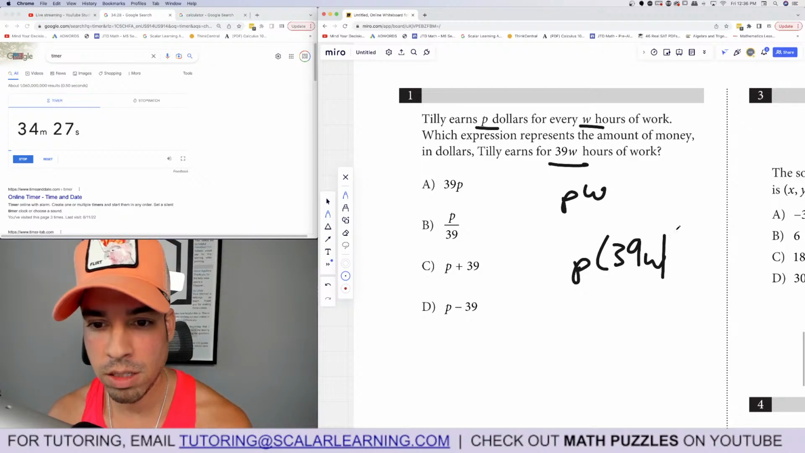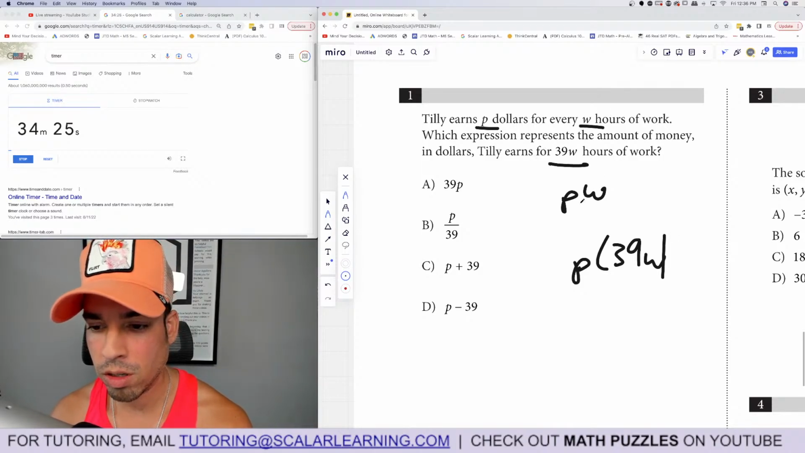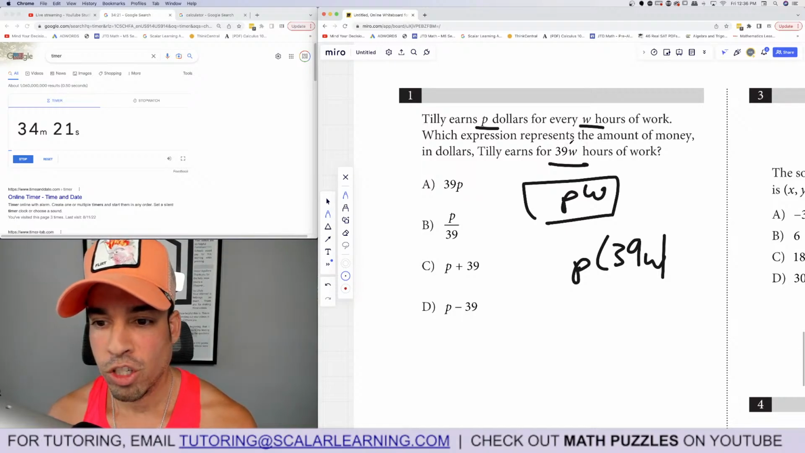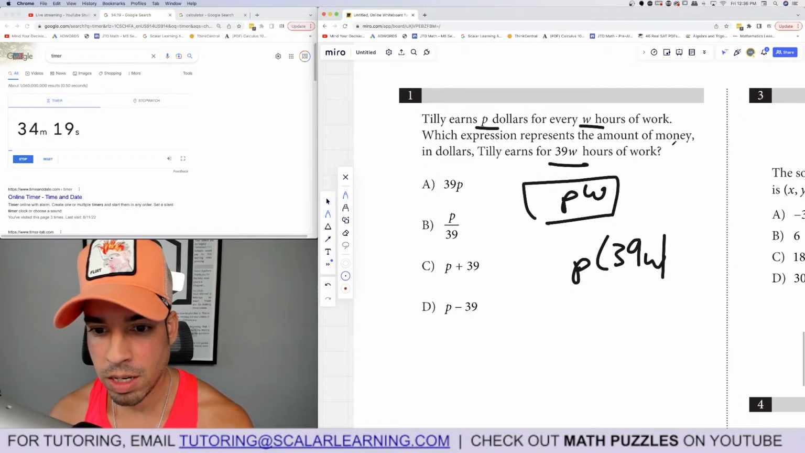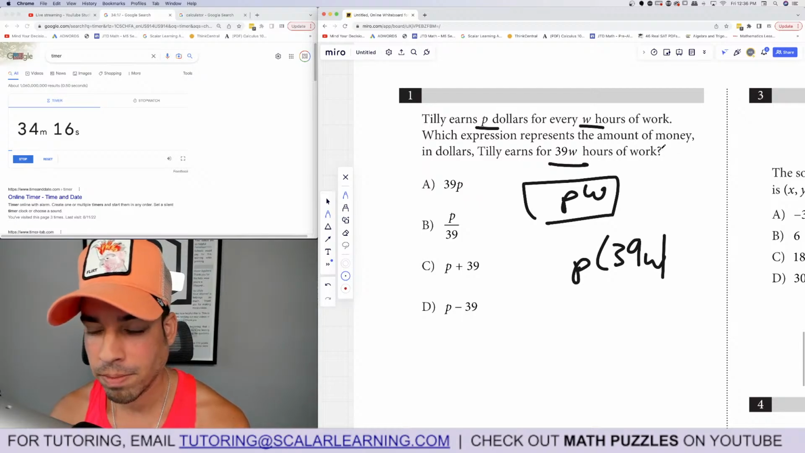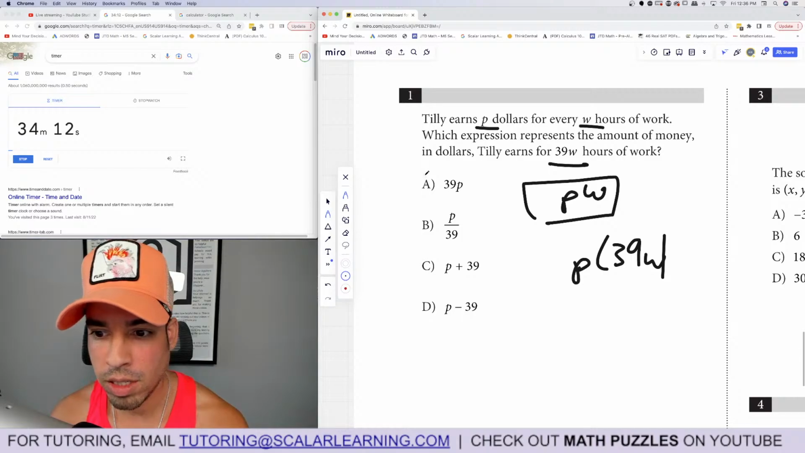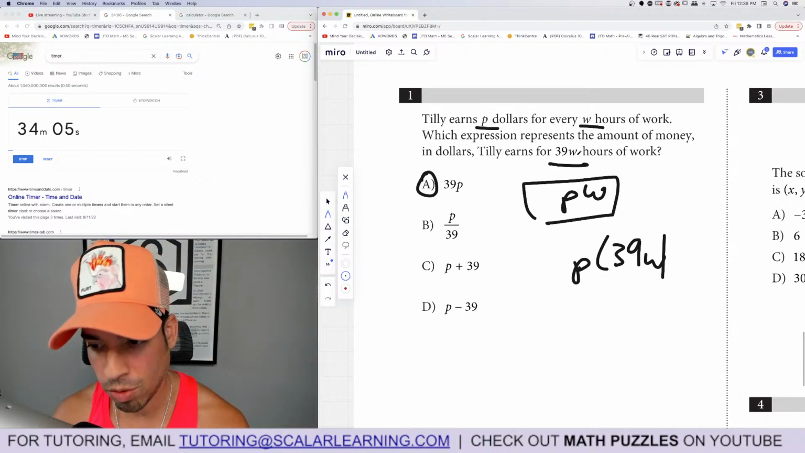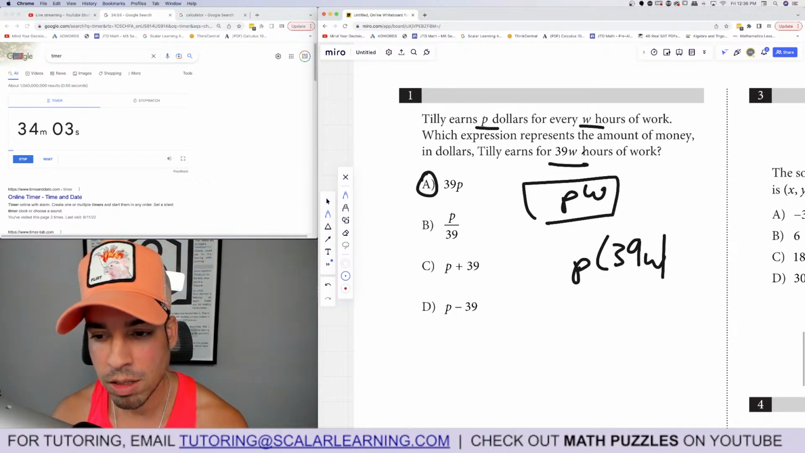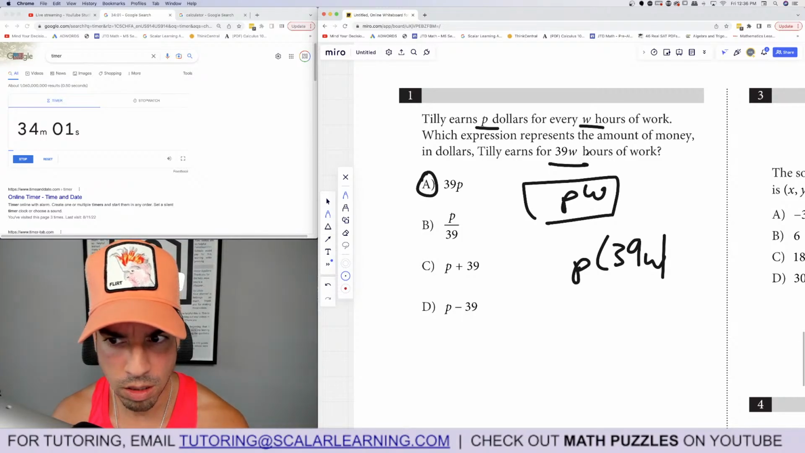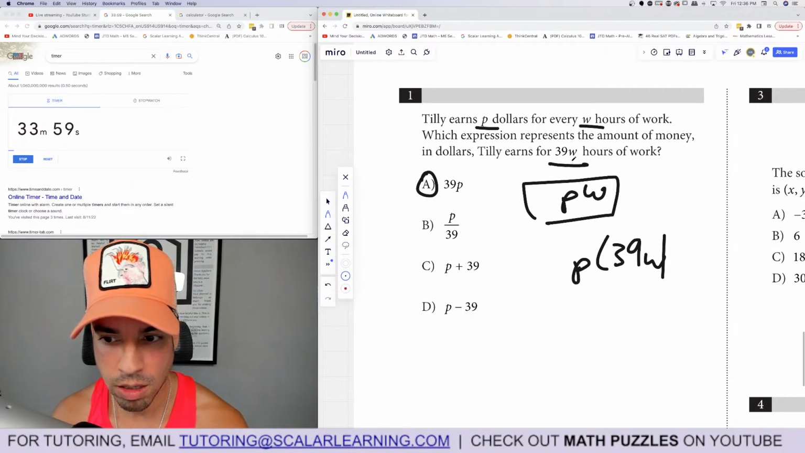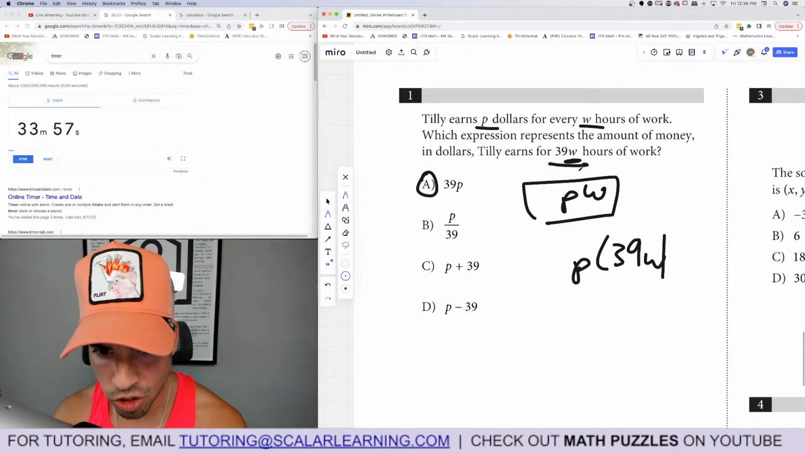Which expression represents the amount of money? But that doesn't make any sense. P dollars for every W of work. So this would be the total amount of money, right? Well, I guess it's 39P. I feel like this is a typo. Wouldn't it be 39 hours? Why are they saying 39 W hours? Because then it would be P39W. You see? I think that's a mistake or a typo. It's so strange. I don't like it.